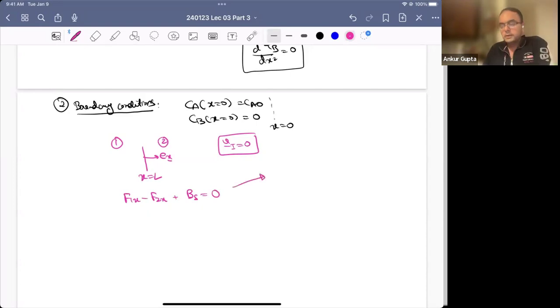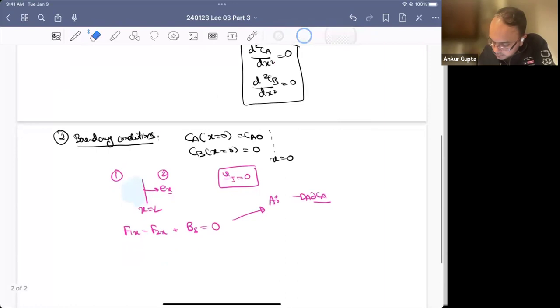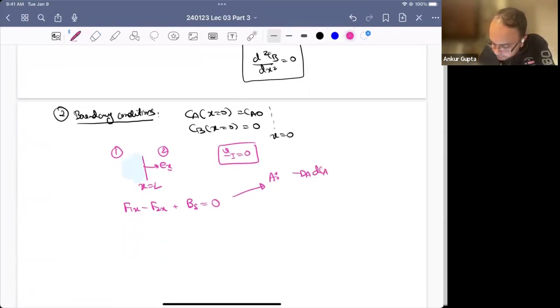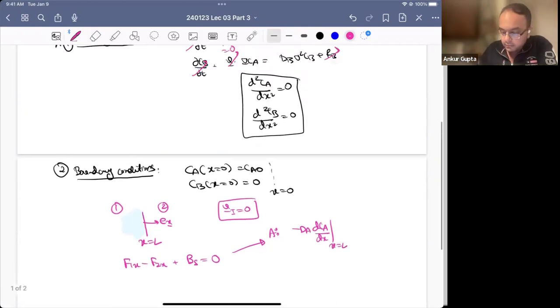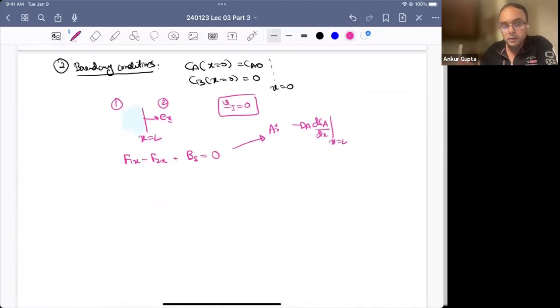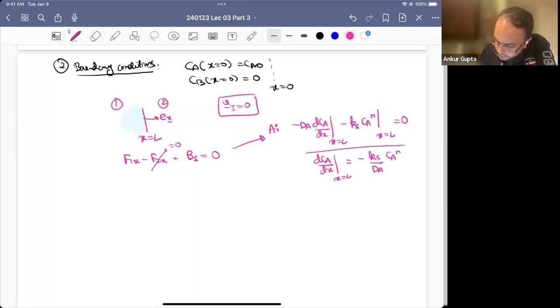So for species A, the flux in the first phase, which is the liquid phase here, is simply minus D_A dC_A by dx, because it's only with respect to x, at x equals L. For F2, there is no flux in the second phase, it cannot be permeated. There is nothing beyond the wall. It can be at the wall, but nothing beyond the wall. So this is equal to zero. Plus B_S is simply the surface reaction, an nth order reaction from A. So you get k_S C_A raised to the power n at L is equal to zero. Or simply put, dC_A by dx at x equals L becomes minus k_S by D_A times C_A raised to the power n.